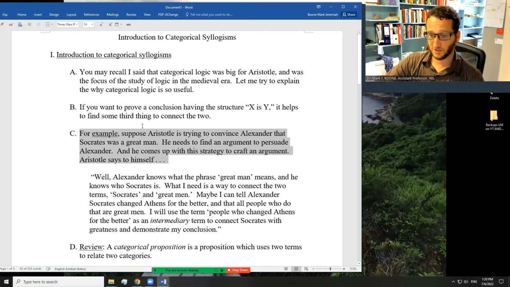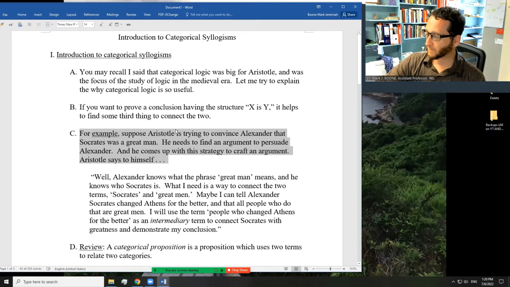Suppose Aristotle is trying to convince Alexander that Socrates was a great man. Now, you may know Socrates, the great philosopher, was the teacher of Plato. Plato was the teacher of Aristotle. Do you know who was the student of Aristotle? If you said Theophrastus, you are correct. Theophrastus was the student of Aristotle. But the more famous student of Aristotle was also someone else named Alexander the Great.